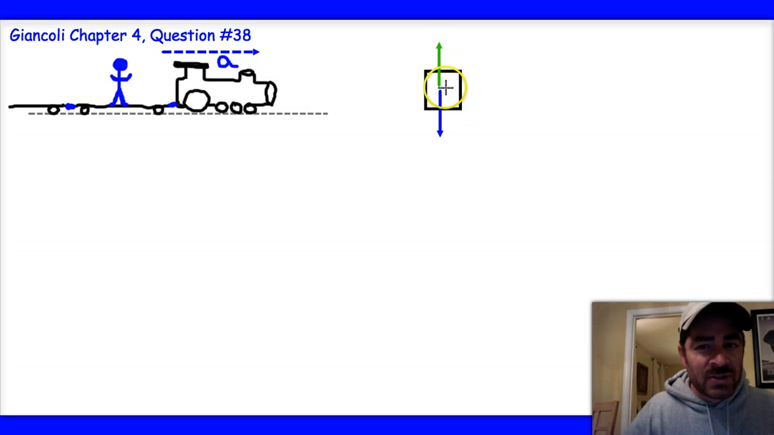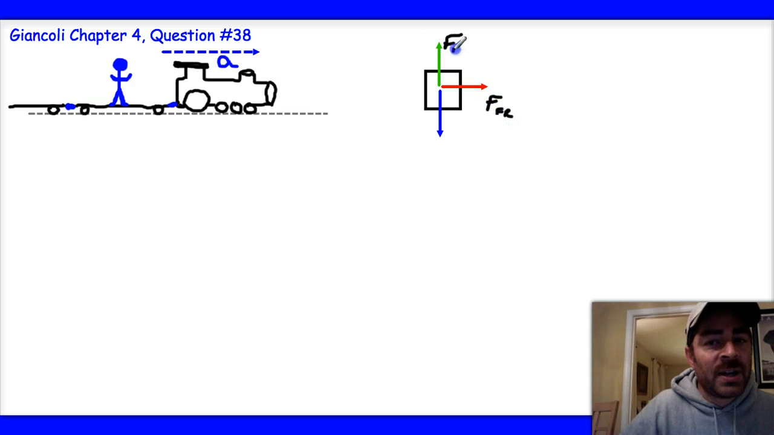However, this is an interesting scenario. In this case, what's actually pulling you to the right is indirectly the train, but directly it's the frictional force between your feet and the floor of the train car. If that frictional force didn't exist, you would stay exactly where you were. If there was no friction between you and the ground, then you would remain at rest and the train would go ahead and move on and accelerate without you.